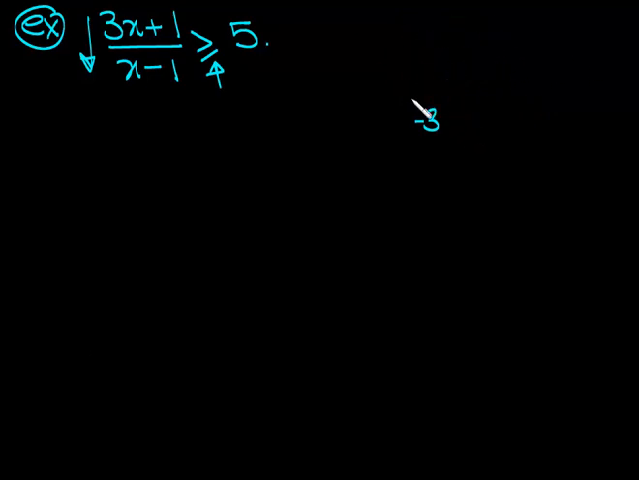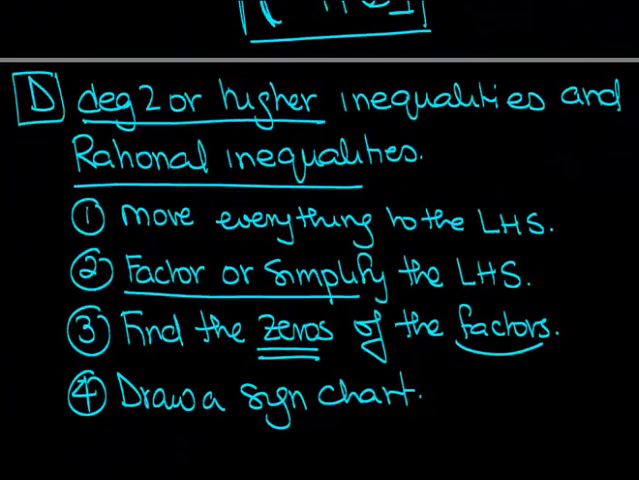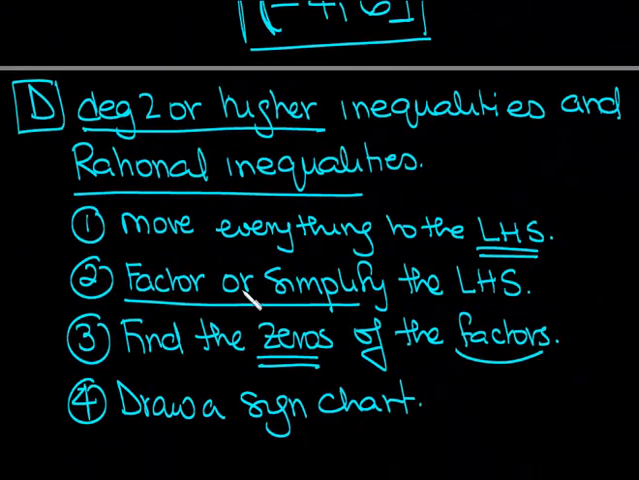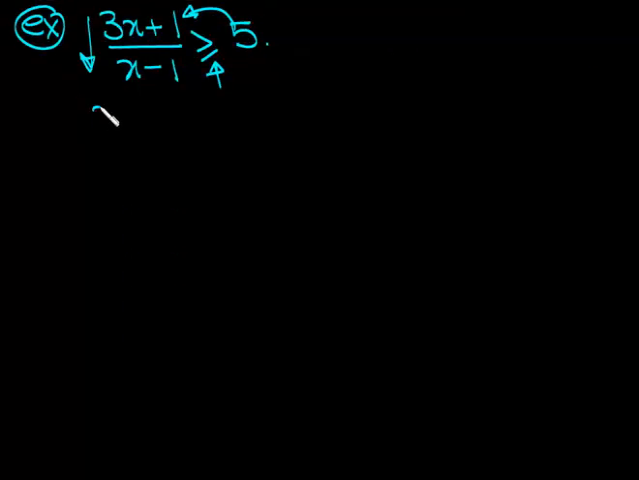So what we want to do is move the 5 to the opposite side and get the 0 here, because that's what our goal is always, to move all the terms to the left hand side and then simplify and factor the left hand side. So let's do that. So we get (3x plus 1) over (x minus 1) minus 5 is greater than or equal to 0.